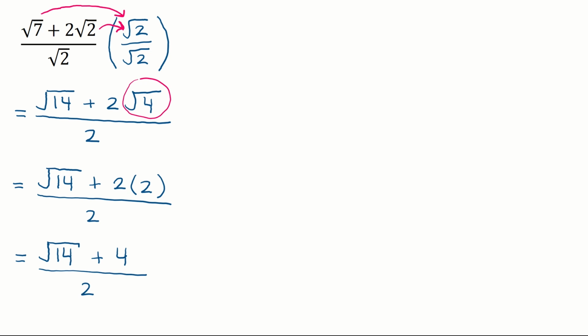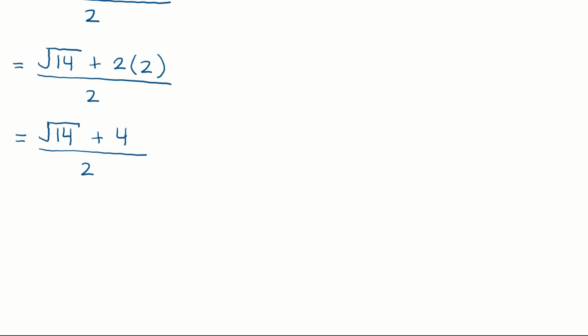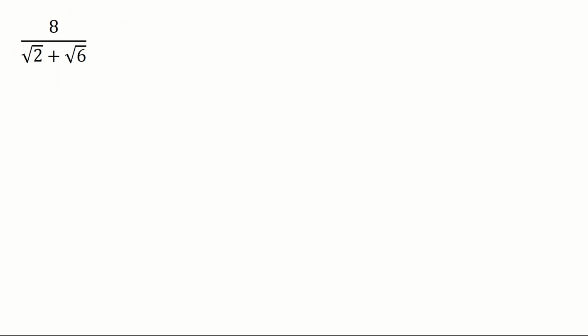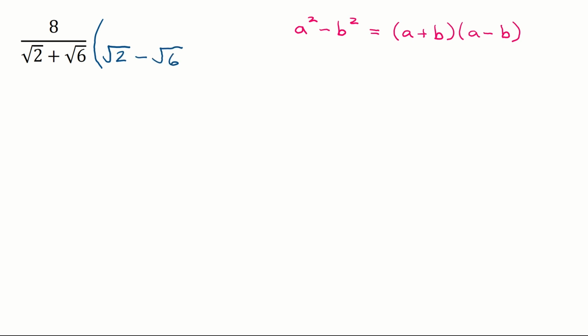But what happens if we don't just have one radical on the bottom? What happens if we have two? So if we have two radicals, what we're going to do is apply our difference of squares knowledge. So if we think back to factoring, when you had a squared minus b squared, what that worked out to is a plus b, a minus b. Which means if we want to square both terms, so if we want to square the root 2 and the root 6, we have to multiply this by its inverse. So we're going to multiply this by root 2 minus root 6.